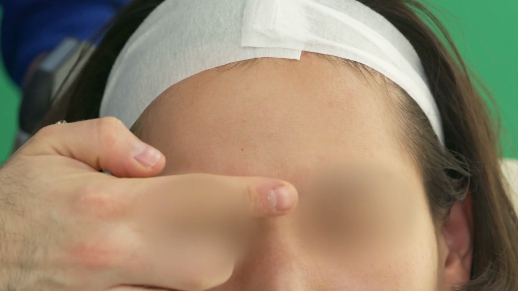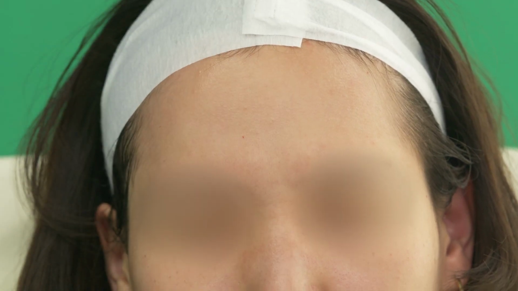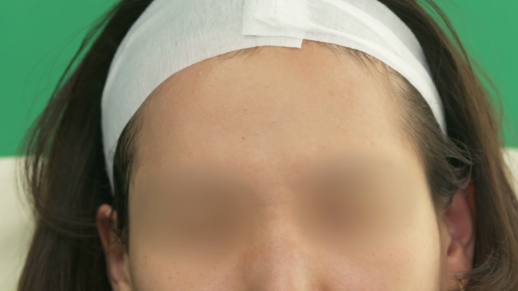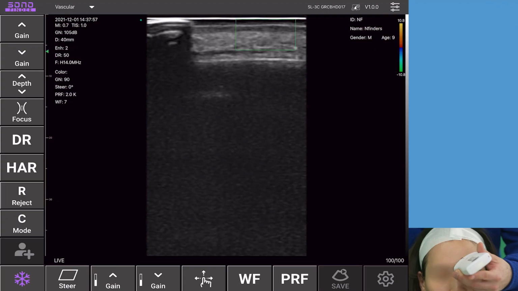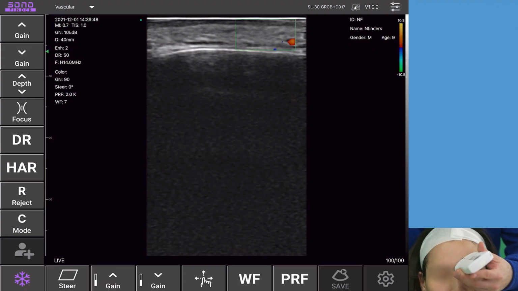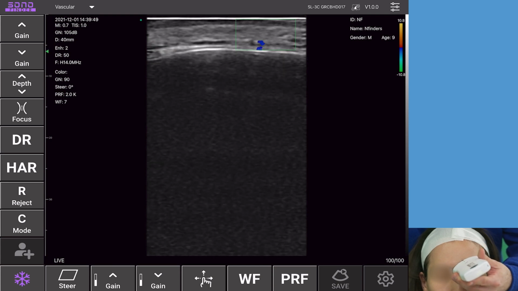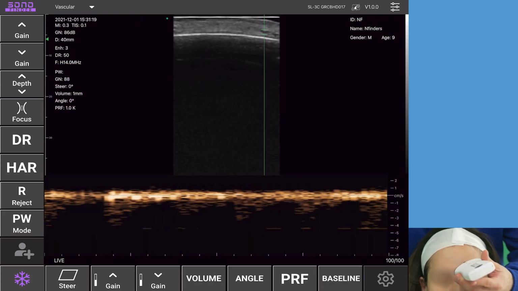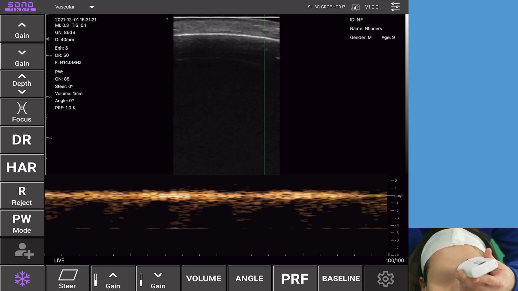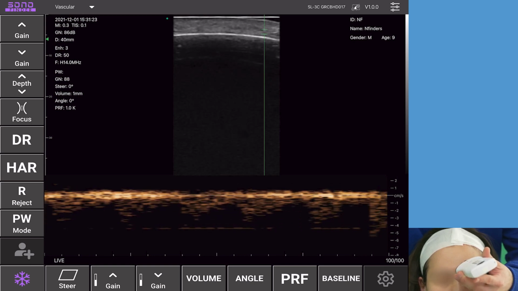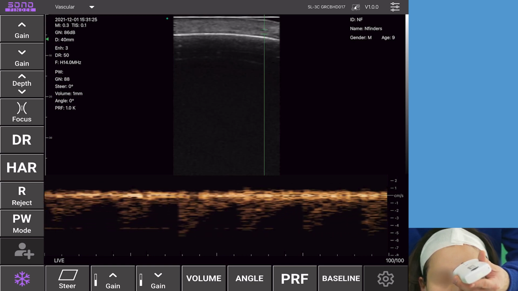We can take as reference the medial end of the eyebrow and around 1 finger width above the orbital rim to start the examination. Once we find the location of the vessel, we can move to the pulse wave Doppler mode to confirm whether it's an artery or vein. Yes, this is the sound of an artery, in this case the supratrochlear artery.